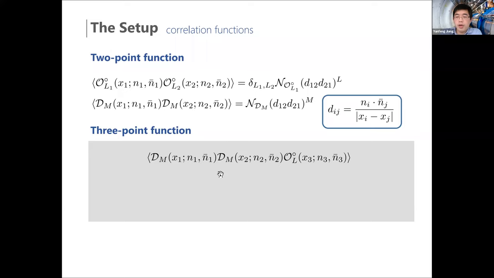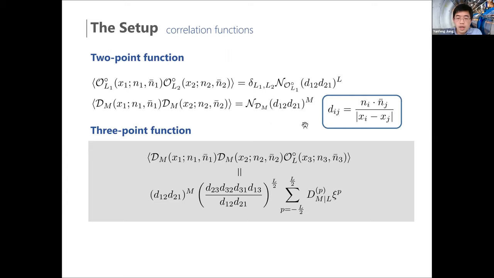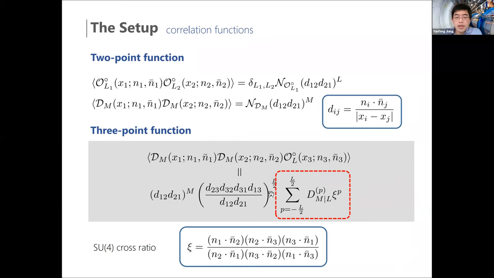Now we consider the three-point function. So we are interested in the three-point function of two giant gravitons and one single trace operator. It is given by this formula, and now I want to draw your attention to this sum. So if it's in N=4 SYM, this is just a number, the structure constant. But here we have a sum over, say, the tensor structure, and this psi is the SU(4) cross ratio.